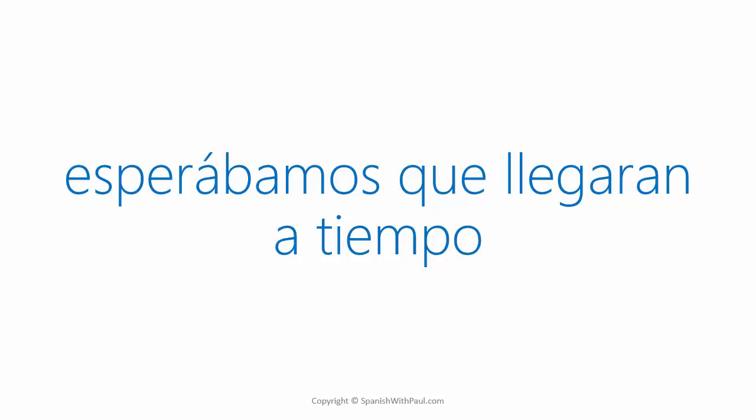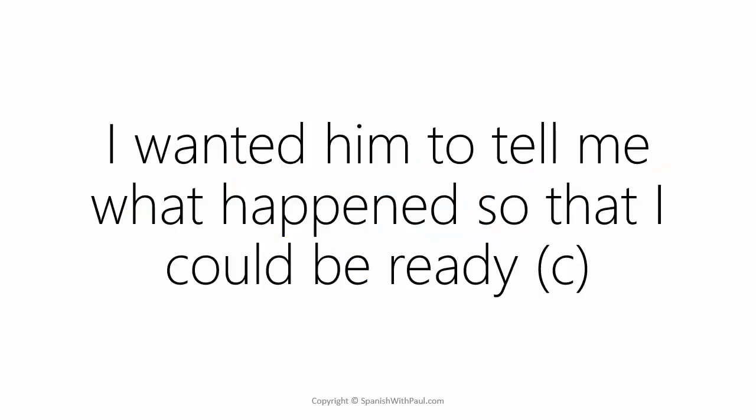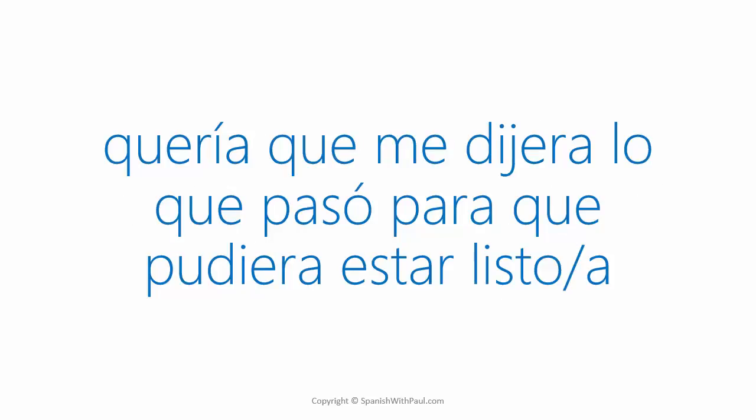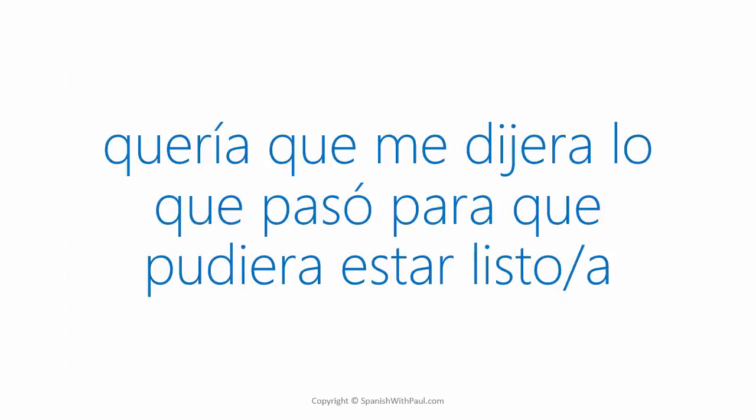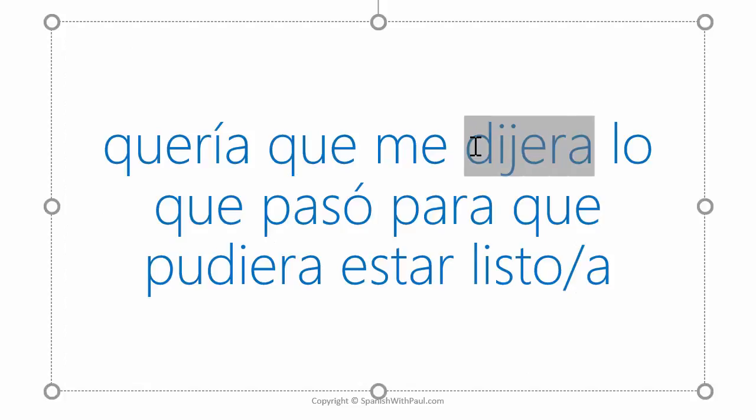Let's try one more. I wanted him to tell me what happened so that I could be ready. Be careful with this one. Quería que me dijera lo que pasó para que pudiera estar listo or lista. Let's examine this one. So first of all, we have I wanted him to tell me. This is our first trigger. So we have quería que me dijera. This is decir in the past subjunctive.